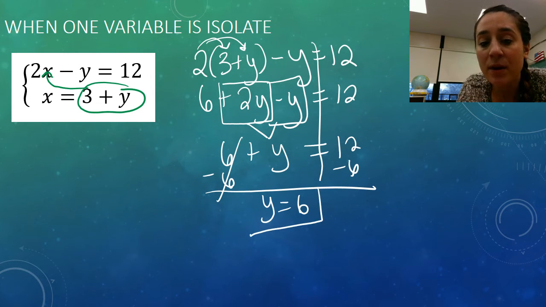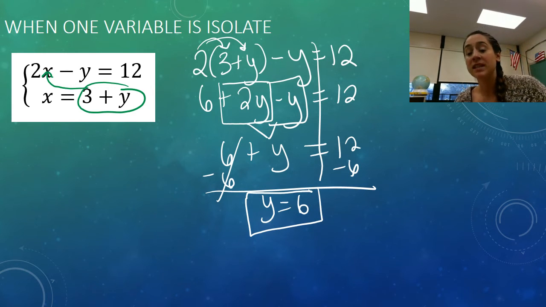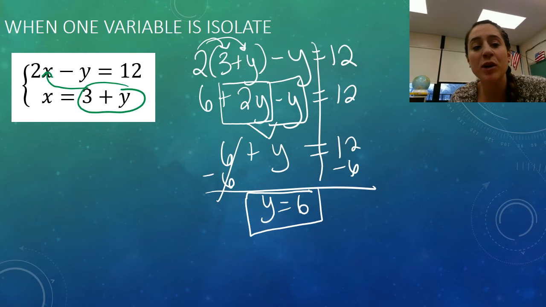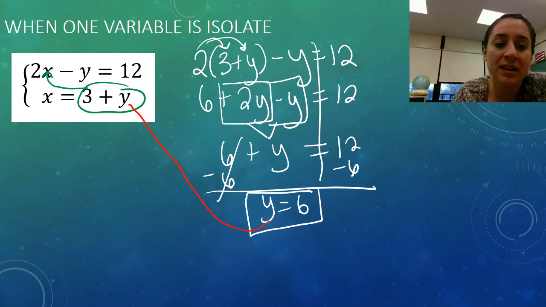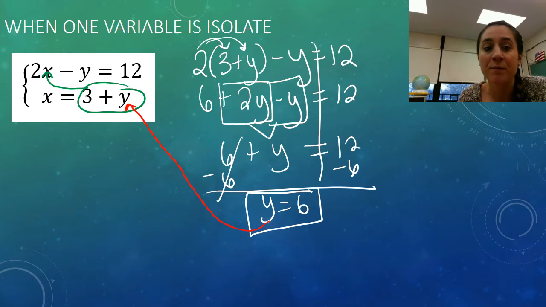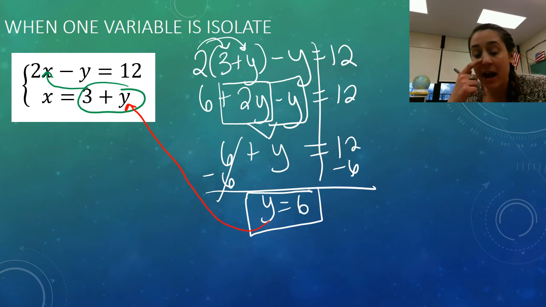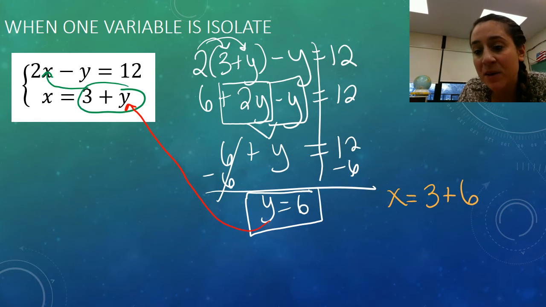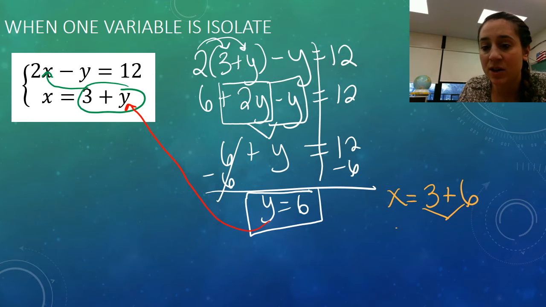Now I have one part of my ordered pair, but to have a solution I need the x and the y value. So now I'm going to take this 6 and plug it into either equation. I think it would be easier to plug it into this equation here. So instead of writing y, I'm going to substitute the value 6. All right, so let's do that over here. So x equals, well, 3 plus, what value did we say it was? 6. So x equals 9.